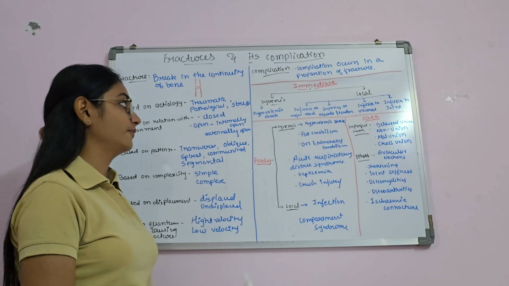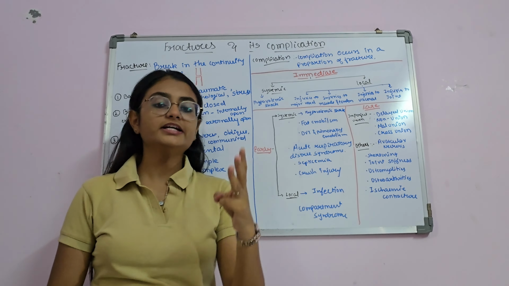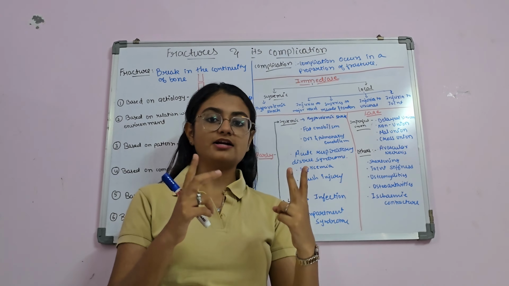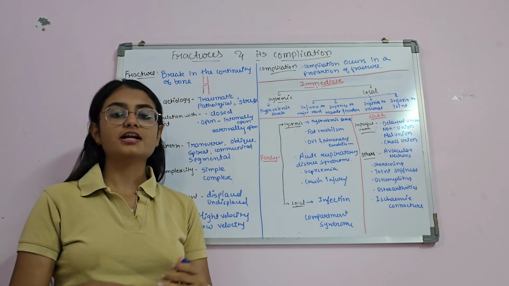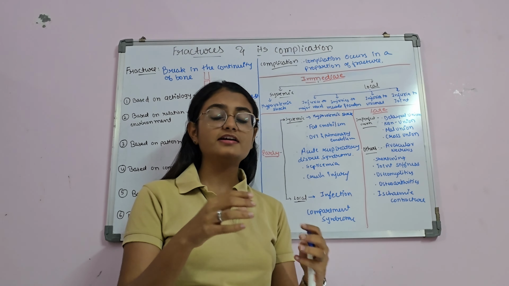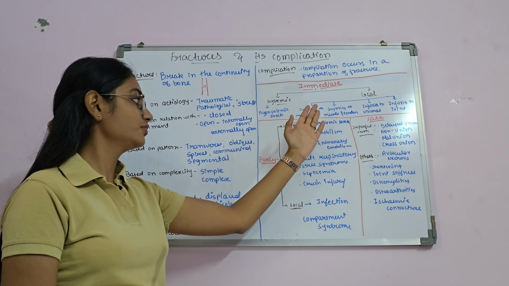Now the complications of the fracture. The complication occurs in proportion to the fracture. Now there are 3 types of complication: immediate, early and late. For the immediate there are 2: systemic and local. In systemic, the first is hypovolemic shock. Hypovolemic shock is a life-threatening condition that occurs when there is heavy loss of blood and fluid from the body. Now in local, first is injury to the major vessels.